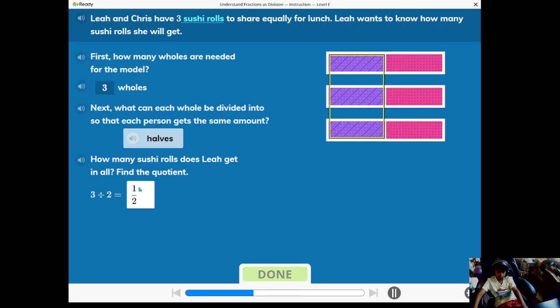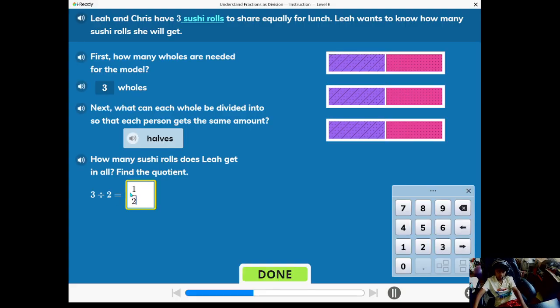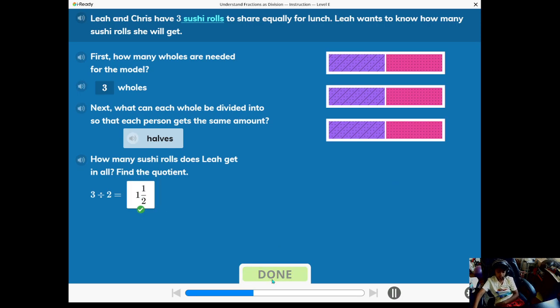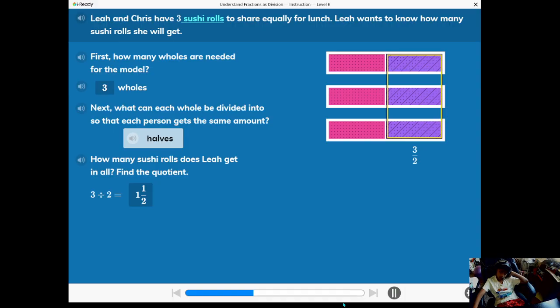How many halves make up Leah's share? When you divide 3 sushi rolls equally between 2 people, each person gets 3 halves. 3 halves is equal to 1 and 1/2. Leah gets 1 and 1/2 sushi rolls.